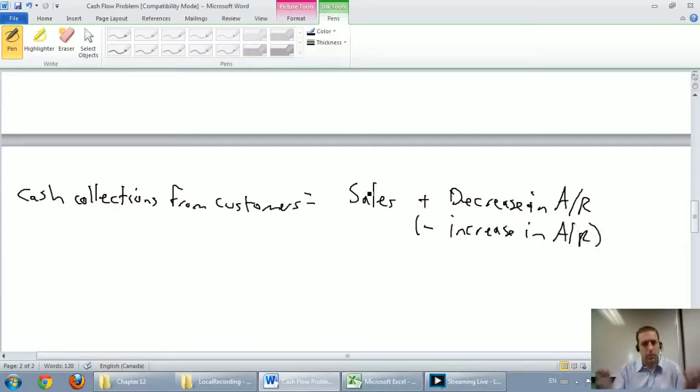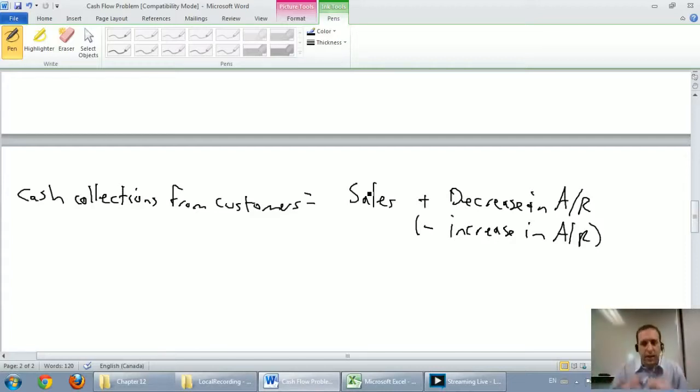Sales is not a problem. People say, okay, I sell more, I get more money from my customers. I sell less, I get less money from my customers. The decrease and increase in AR is a little bit tricky for people to wrap their heads around, at least the first time. But I want you to think about how accounts receivable works. Why does accounts receivable go down? A simple question, but why does it go down? Well, the main reason accounts receivable would ever go down is because I got the money from my customers. So that's why we say plus decrease in AR.